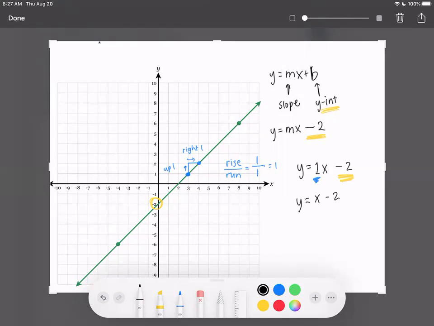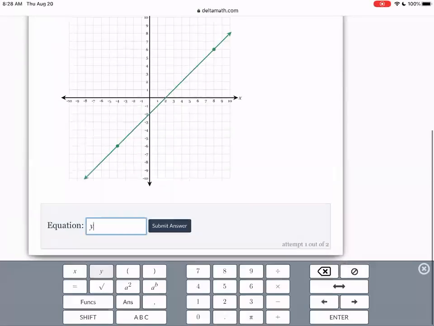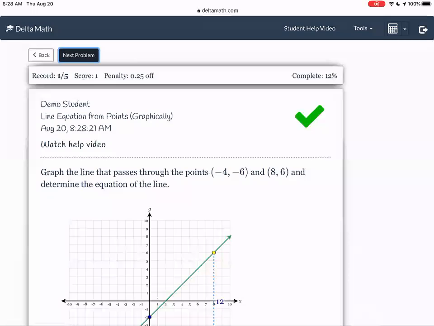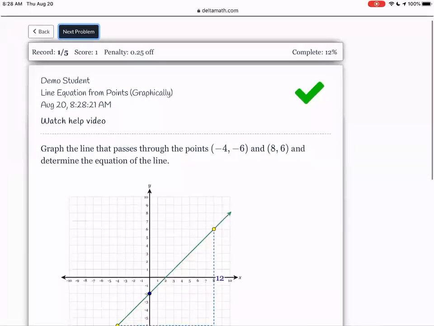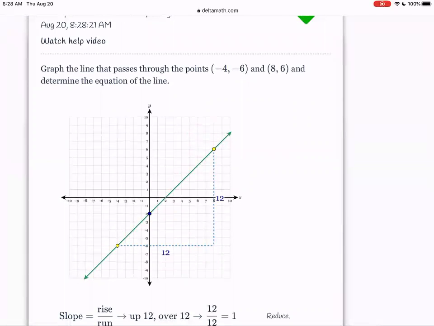Any questions on this one? Okay, let's enter this into Delta Math. Y is equal to, I'm just going to try it with 1, x minus 2, because I don't care if I get it wrong. It's not really affecting me. Okay, so it does accept it with the 1 in there, but you don't have to. You could simplify it further. And they picked completely different points than we picked.